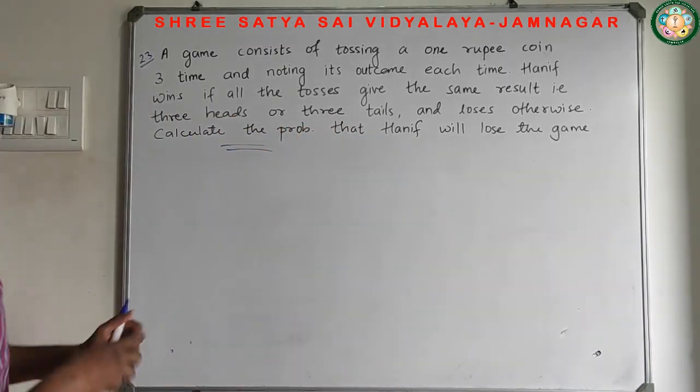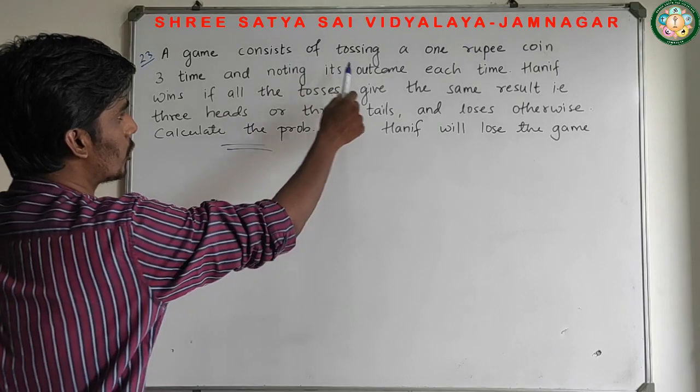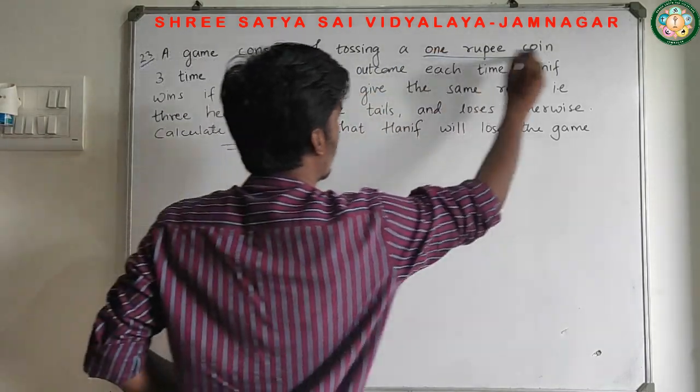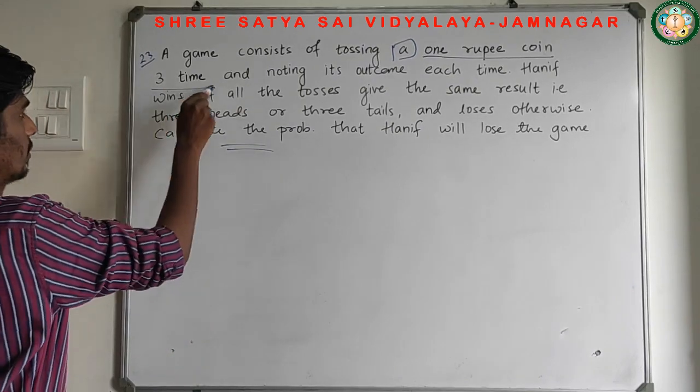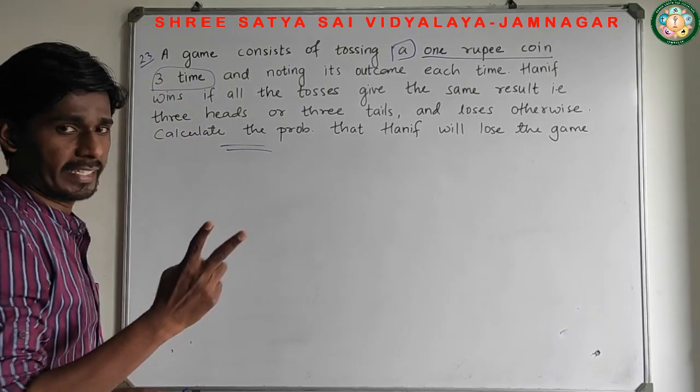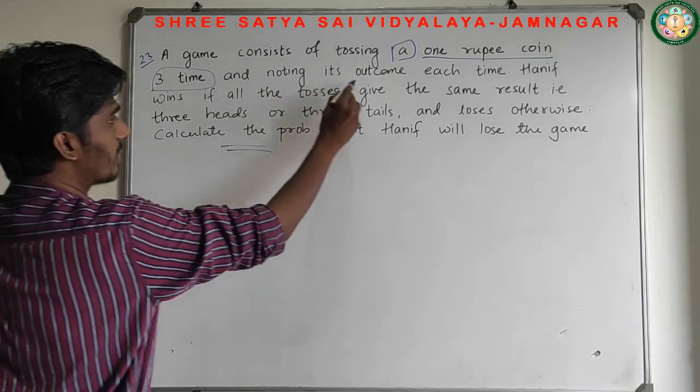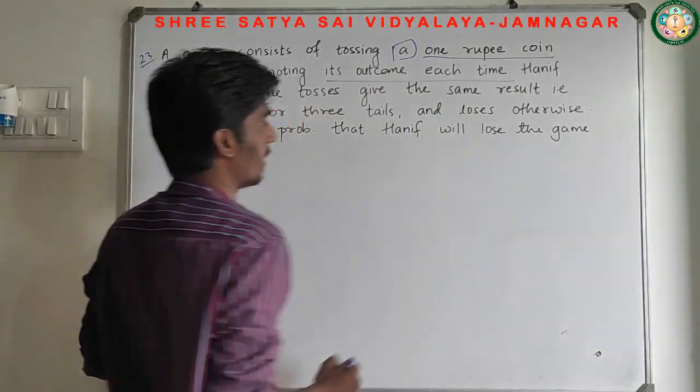Now let's read the question. A game consists of tossing a 1 rupee coin. A coin is there, one coin, 3 times. But how many times do they want to toss it? 3 times, and noting its outcome each time.